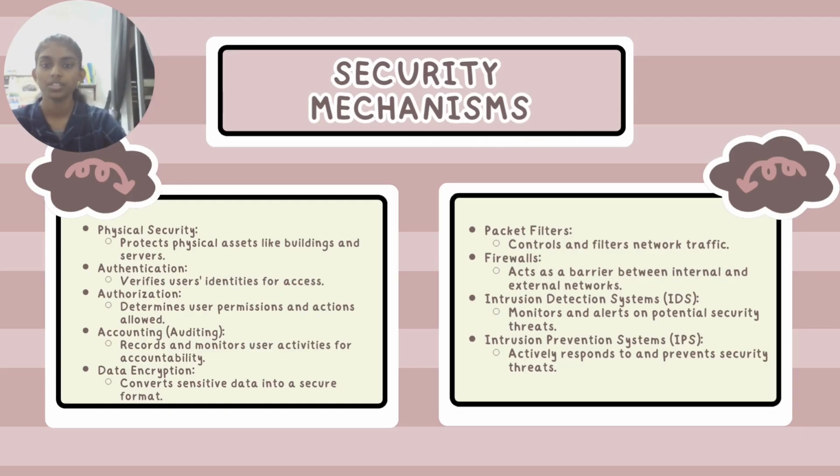Moving on to the next part, which is security mechanisms. So here are a few security mechanisms. First of all, physical security, authentication, authorization, accounting or auditing, data encryption, and packet filters, which means to control and filter network traffic, firewalls, which act as a barrier between internal and external networks, IDS, which is intrusion detection systems that monitor and alert on potential security threats. And finally, IPS, which is intrusion prevention system that actively responds to and prevents security threats.